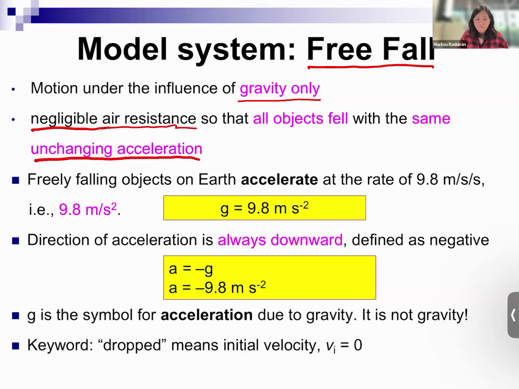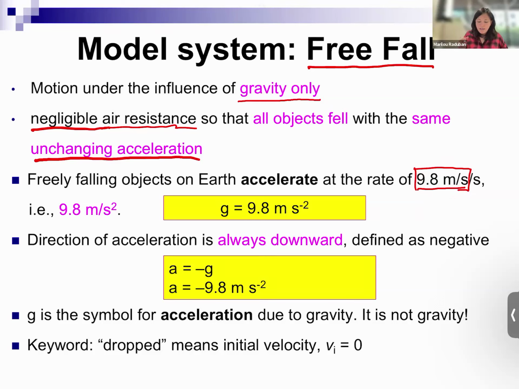The acceleration that each object will have is called the gravitational acceleration. It's 9.8 meters per second squared. What does that mean? Recall that acceleration is change in velocity over change in time. So that means that every second, the velocity of the object changes by 9.8 meters per second.